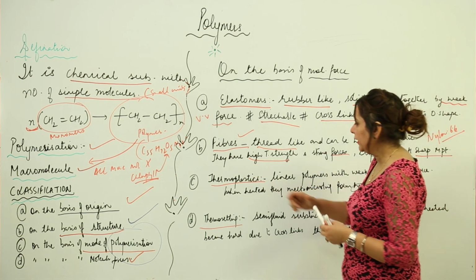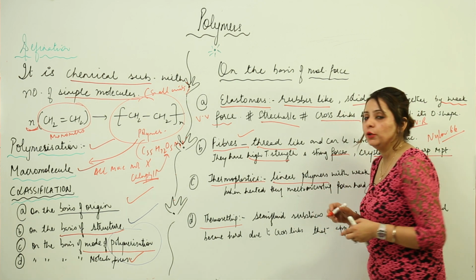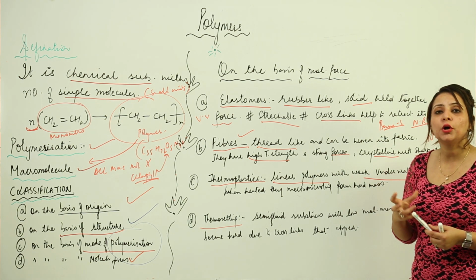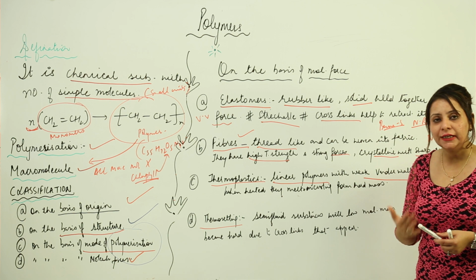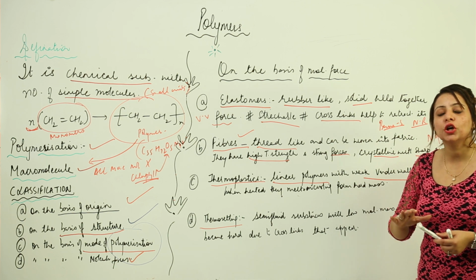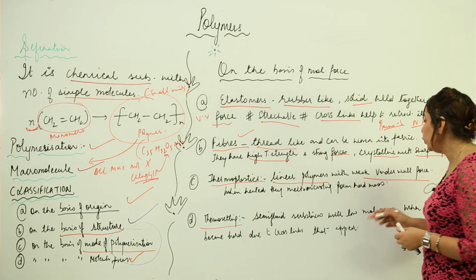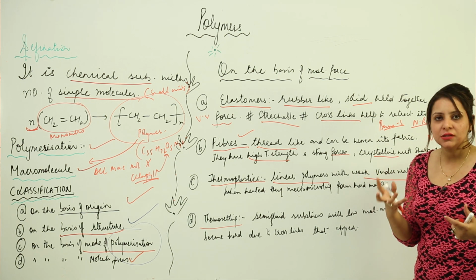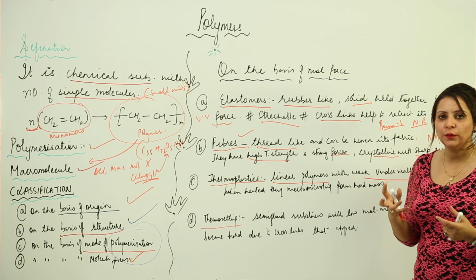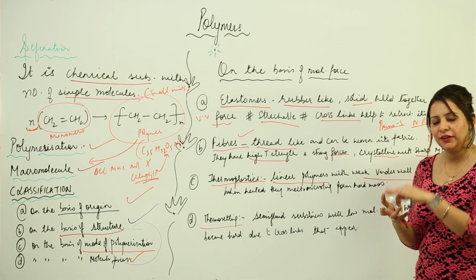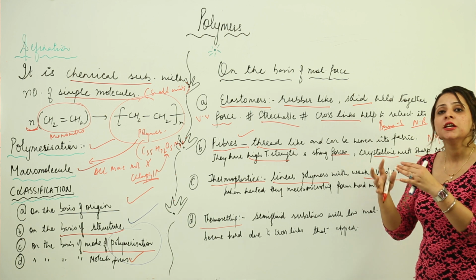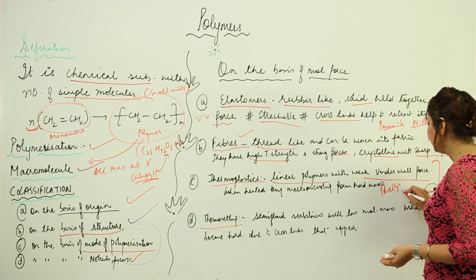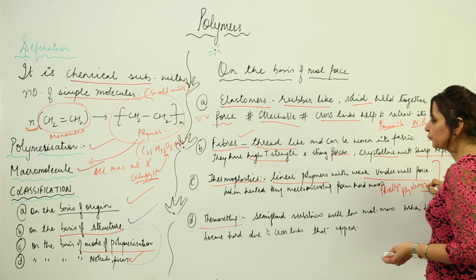Third is thermoplastics. They are linear polymers, and the force in them is again a weak force, but their important property is that when we heat them they melt, and on cooling they form a hard mass. Due to this, they can be heated and, when they cool, settle into casts of different shapes, like polythene and polystyrene.